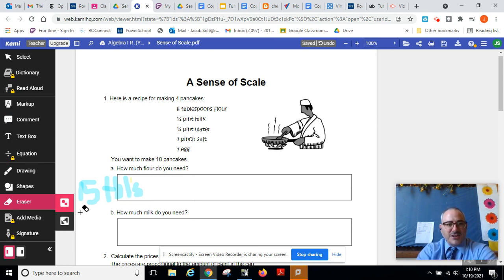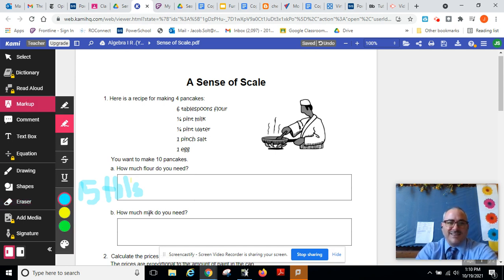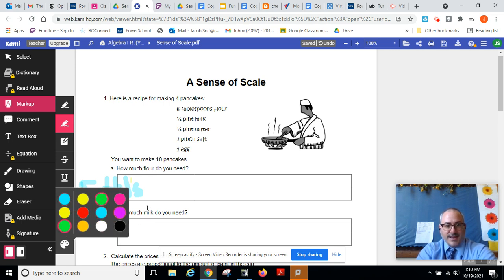So next we're going to ask, how much milk do you need? How much milk do you need to get in here? Okay. Similar situation, right? It's 1/4 a pint of milk for 4 pancakes, right? So here's our setup. 1/4 a pint of milk.